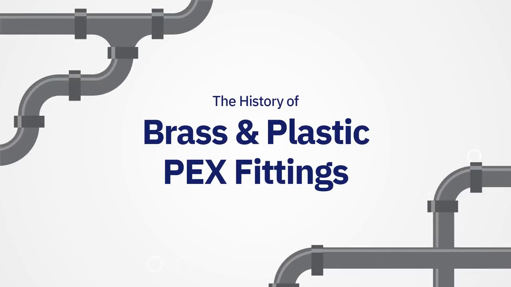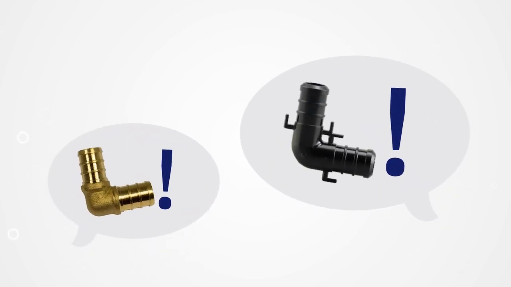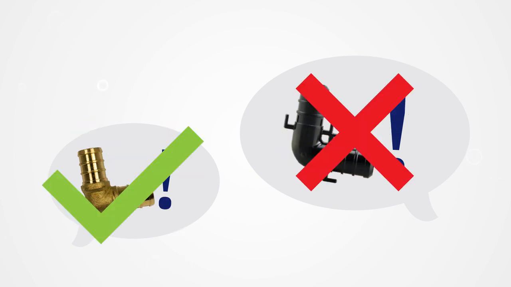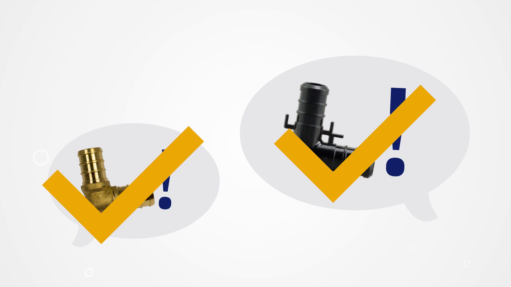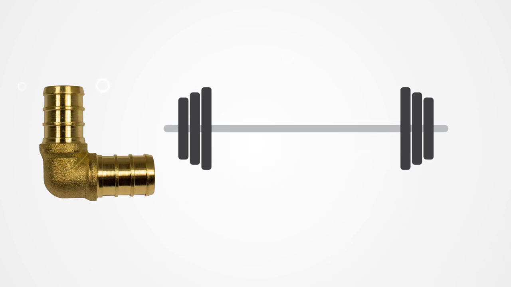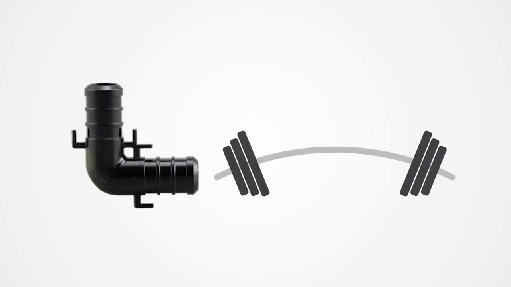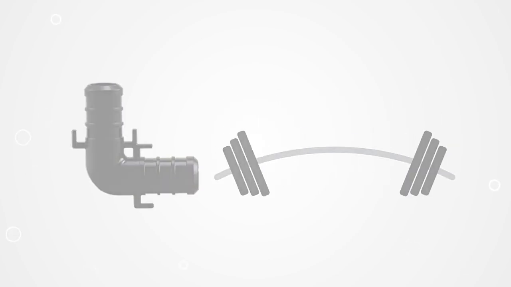To begin, the history of brass and plastic PEX fittings. As mentioned, the debate between brass and plastic fittings has existed for years. There are some plumbing contractors who swear by one or the other, and there are others who will use the right one based on the application. When talking about brass, there are many people who continue to use it as their main material because of the confidence they have from a strength perspective.